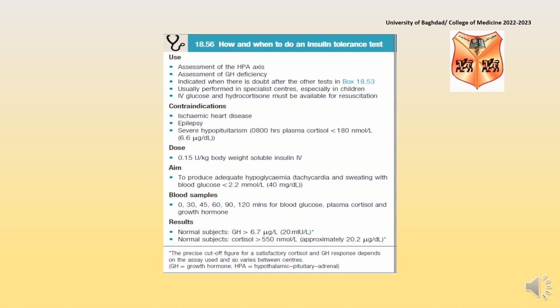Doses include 0.15 units per kg body weight of soluble insulin or regular insulin given IV, aiming to produce adequate hypoglycemia, tachycardia, and sweating with blood glucose less than 40 mg per deciliter. Blood samples taken at 0, 30, 45, 60, 90, and 120 minutes for blood glucose, plasma cortisol, and growth hormone. Results: normal subject growth hormone more than 6.7 microgram per liter, normal subject cortisol more than 550 nanomole per liter.